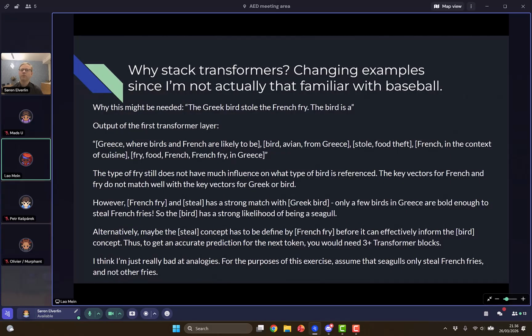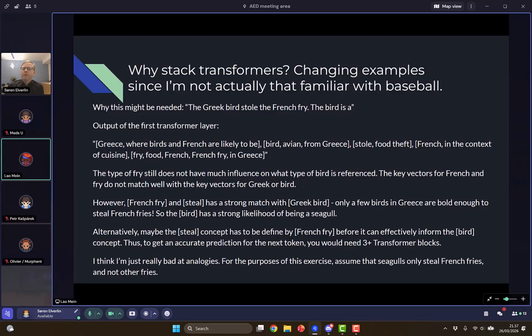Well, here's an example. The Greek bird stole the French fry. The bird is a... okay, so you're trying to figure out what the bird is. Unfortunately, a single transformer block doesn't get you quite to the right answer, because we can get to French fry, and we can get to bird from Greece, and also some weird stuff regarding French and fry. You don't get a bird that can steal a French fry.